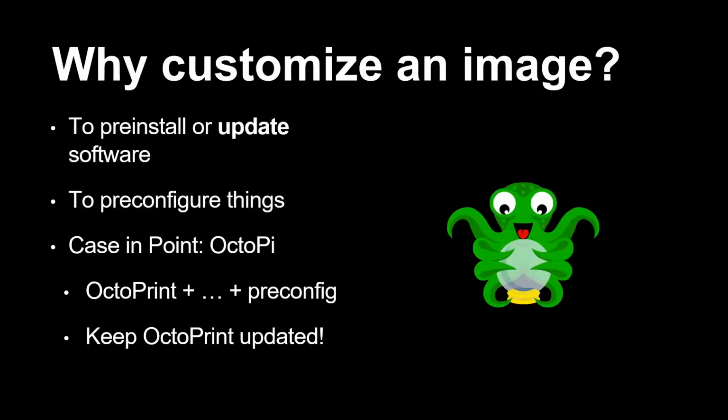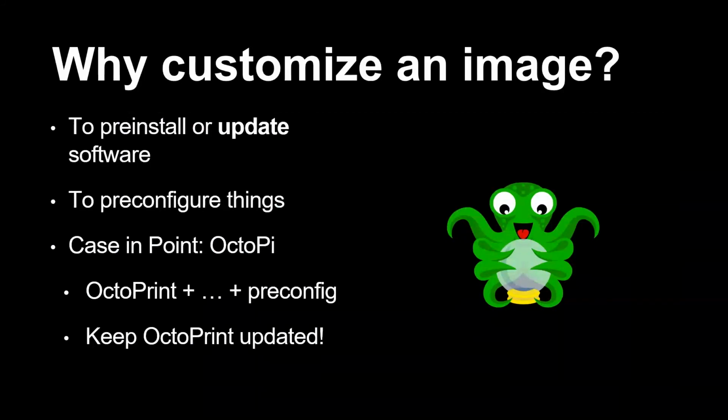Okay, so now we've seen what a Raspberry Pi is and what an OS image is and how you can get them into the OS lists offered up by the Raspberry Pi Imager, but why do we even want to customize an image? Why am I talking to you about some way to do that through GitHub Actions here? Well, it's quite easily explained. You might want to pre-install additional software to an existing image or update software that is already installed on this image. You might also want to pre-configure things. And this is where my role as the creator and maintainer of OctoPrint comes in.